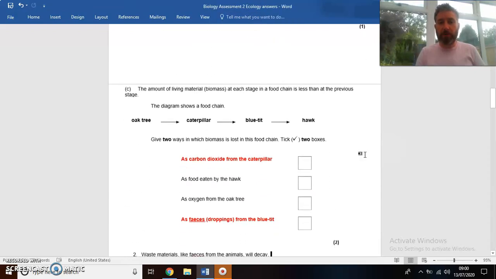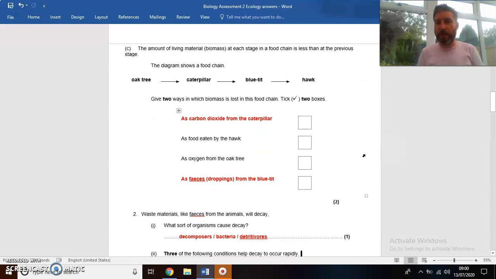Okay, second one is about a food chain. And if you think about the carbon cycle, some of that carbon leaves the food chain going back upwards. How? Well, some of the carbon is transferred as carbon dioxide. As all living things respire, they will release carbon dioxide back into the atmosphere. The other thing they will lose it as is feces. Feces will contain some carbohydrates in there, or other structural things like cellulose. So that's as the feces in the dropping. As everything else, food eaten by the hawk, that's not losing carbon, that's biomass being taken in by the hawk, and oxygen doesn't lose biomass, it's not losing carbon.